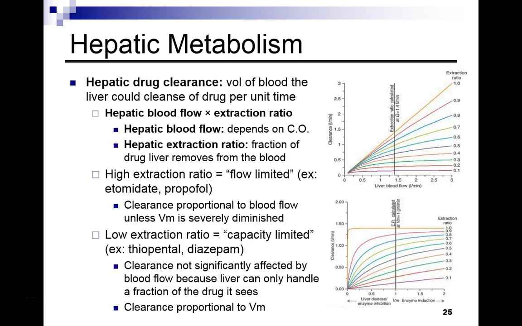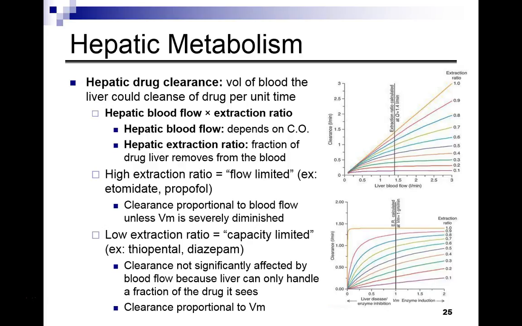So hepatic blood flow obviously depends on cardiac output. And the hepatic extraction ratio is defined as the fraction of drug that the liver removes from the blood as it passes through the liver. And these two variables together make up hepatic drug clearance.